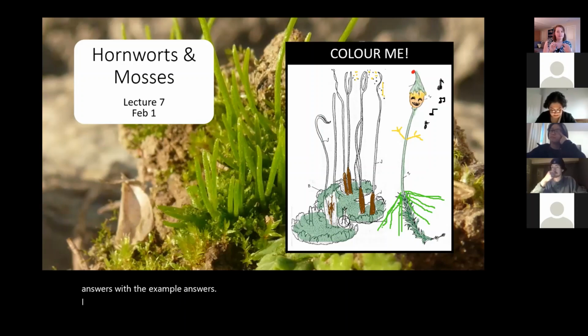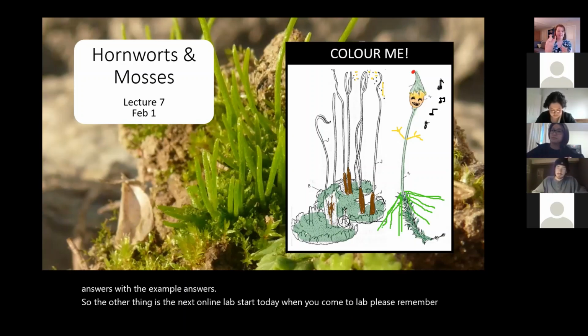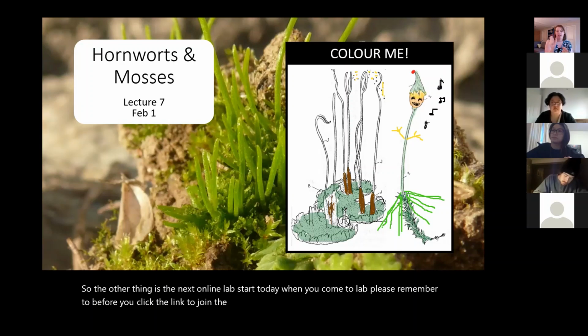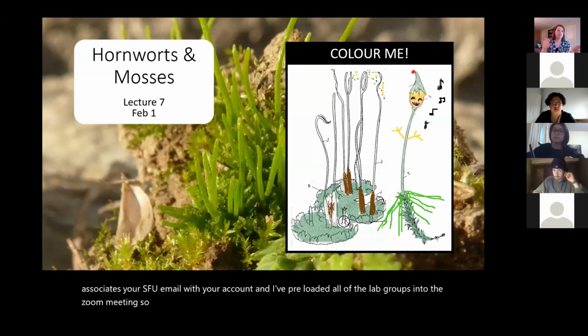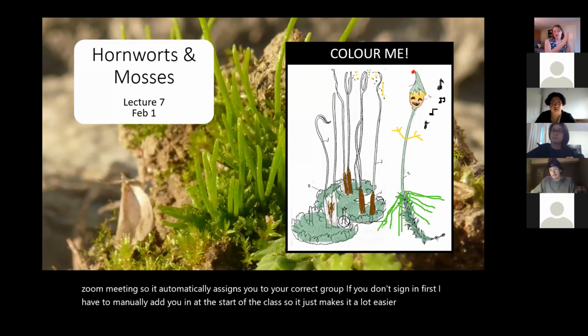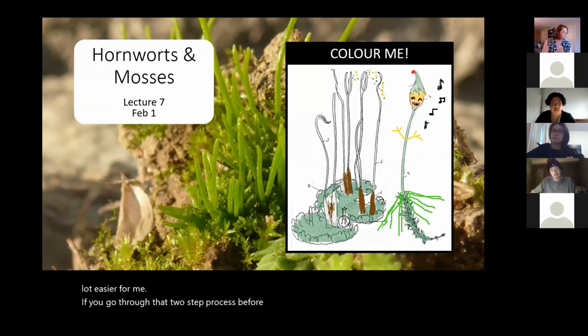The other thing is the next online labs start today. When you come to lab, please remember, before you click the link to join the lab, to use the SFU Zoom login. What that does is it associates your SFU email with your account, and I've preloaded all of the lab groups into the Zoom meeting, so it automatically assigns you to your correct group. If you don't sign in first, I have to manually add you in at the start of the class, so it just makes it a lot easier for me if you go through that two-step process before you come to the labs. Any questions about that?